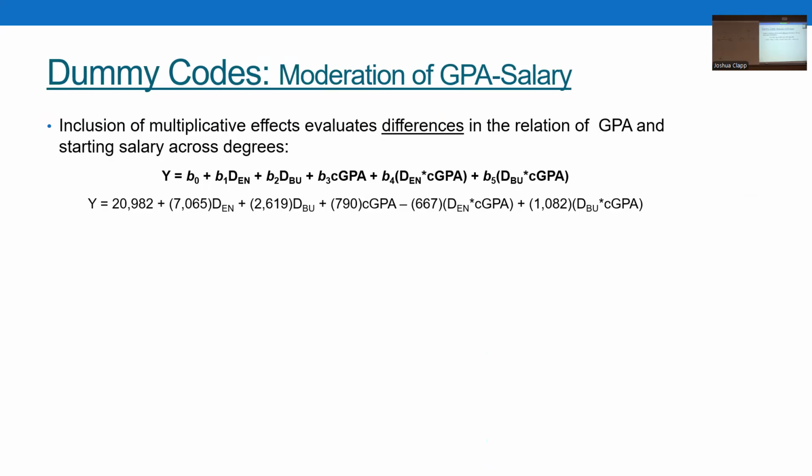Here's our model where we've got a dummy for engineering, a dummy for business, centered GPA, and then my interaction of engineering by GPA and business by GPA. This is the model that I get from this. Okay. We'll leave it at that.